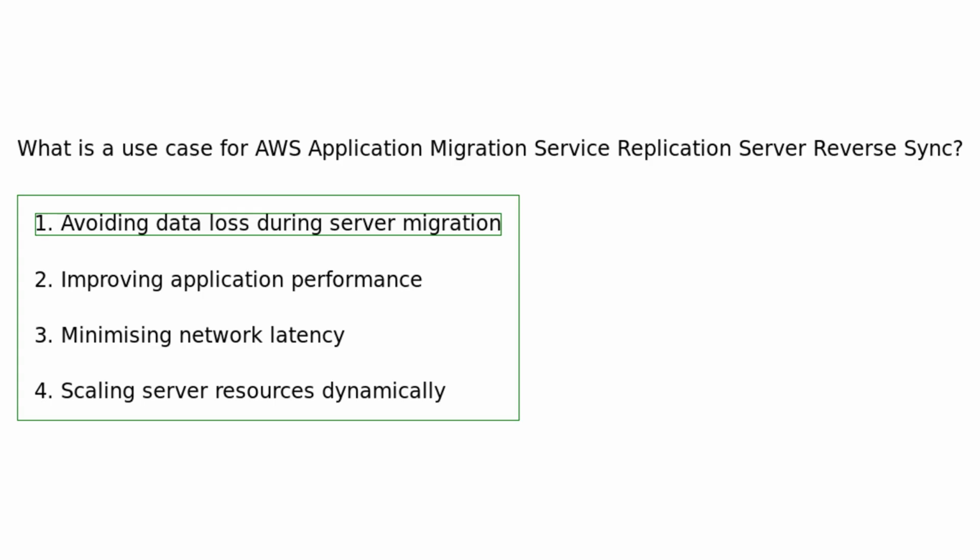AWS Application Migration Service Replication Server Reverse Sync is used to prevent data loss during server migration by ensuring that the target server data is synchronized with the source server data before cutover activities.